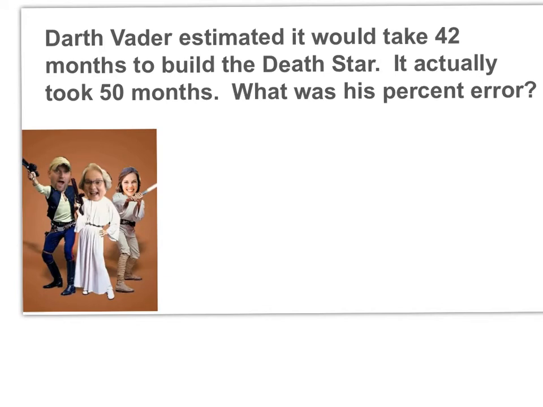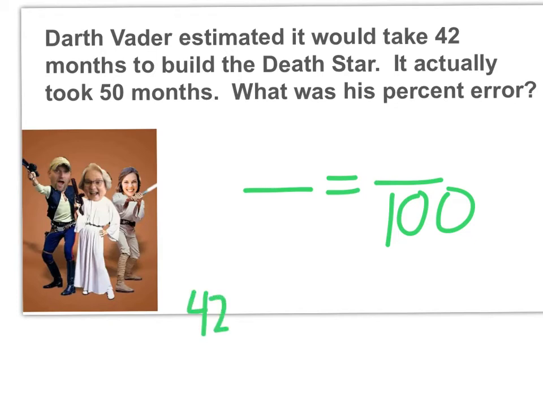Second problem says, Darth Vader estimated it would take 42 months to build the Death Star. It actually took 50 months. What was his percent error? So this has changed. The last one was the percent change problem. This one has changed to a percent error problem. We want to know how far he was off. So again, we have to do a subtraction problem. I thought it was going to be 42, but it actually took him 50. So I subtract to find out how much he missed it by. Darth Vader was off by 8 months in his estimate.